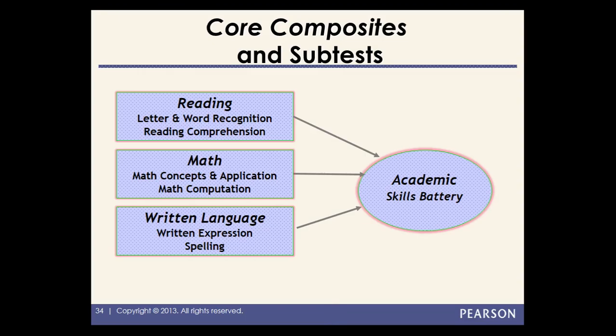Anyway, we have basically a general academic skills battery, and that's made up of reading, math, and written language. You can compute these composites by giving the 6 subtests listed here. So letter and word recognition and reading comp for reading, math concepts and application and math computation for math, and written expression and spelling for written language. So you're able to get that general academic skills battery with 6 subtests if you desire.